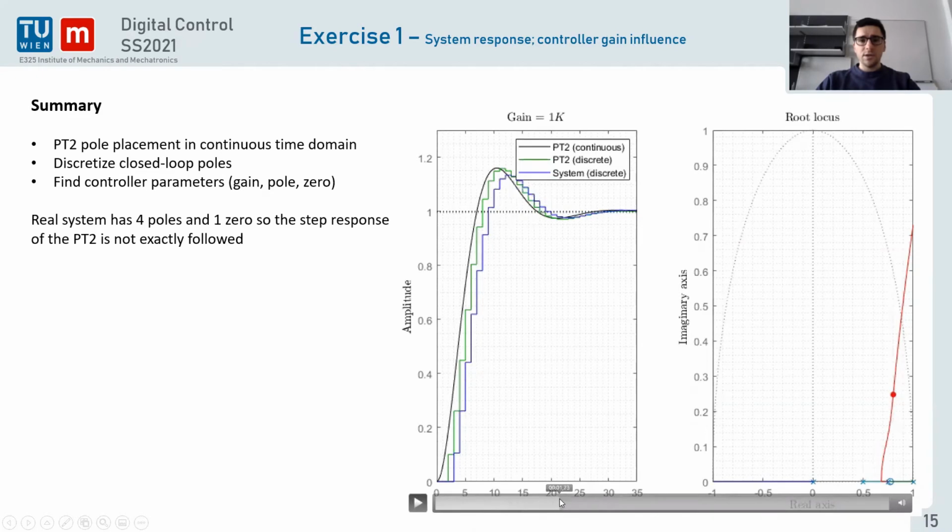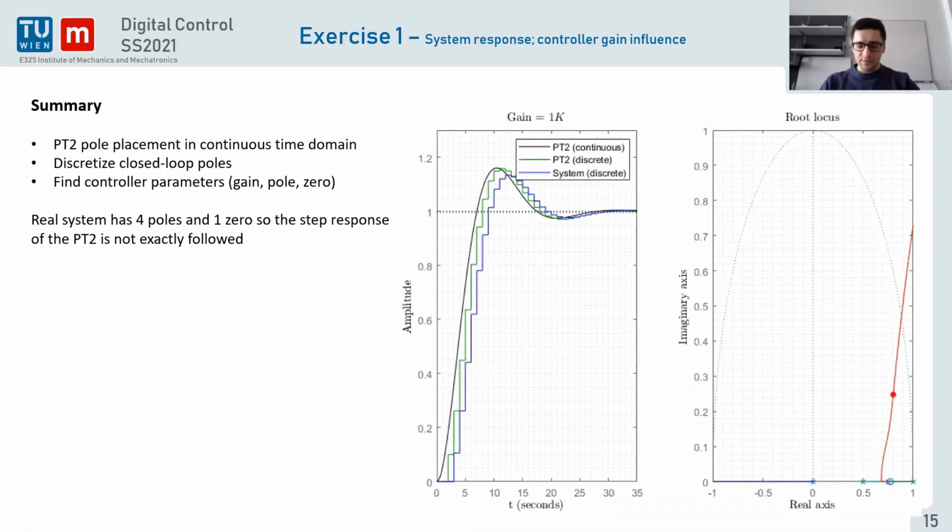And the question is, what will the real system output look like? So if I choose the exact design that we just met, we have the black line which represents on the left hand side the continuous PT2, the green one is the discrete PT2, so we've already seen that, and the blue one is the system.